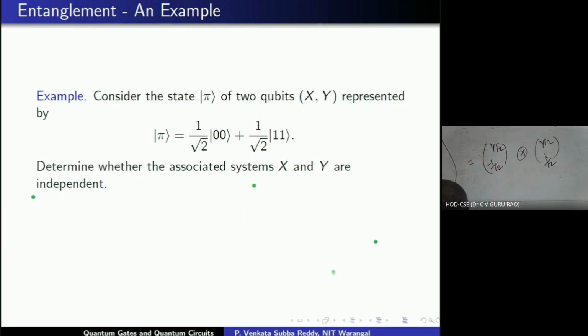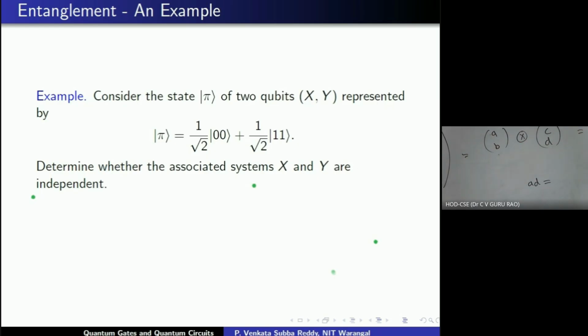So what are the values we have? 1 by root 2, 0, 0, 1 by root 2. Correct, no? If at all I am able to write it as AB tensor product CD, that means AC, AD, BC, BD. Is that correct? By contradiction, I am assuming that yes, it is possible to write it this way. If at all able to write, then I should be able to represent it this way. Now you tell me, what is the value of AD?